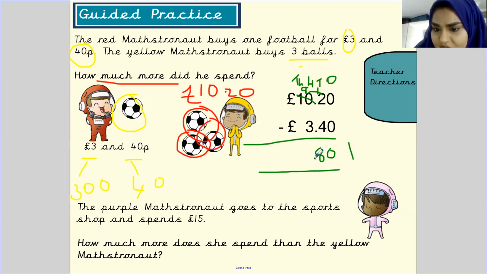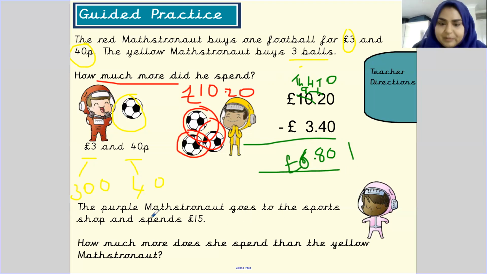I need to remember my dot. The 9, because remember I borrowed, so I borrowed. 9 take away 3. I'm going to lock 9 in my head, show you 3 fingers, and we're going to count backwards. 9, 8, 7, 6. So the yellow astronaut spent £6.80 more than the red one. Okay?